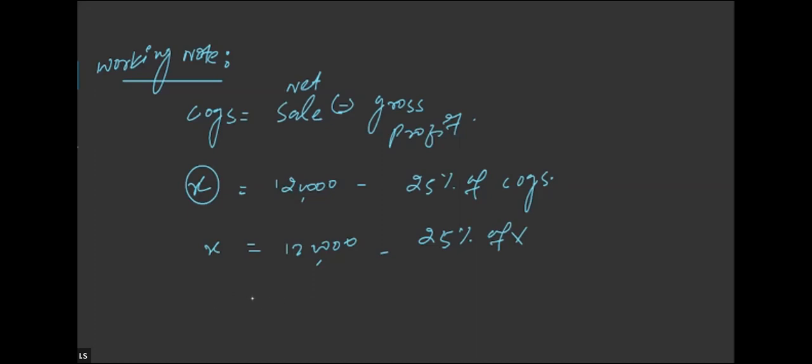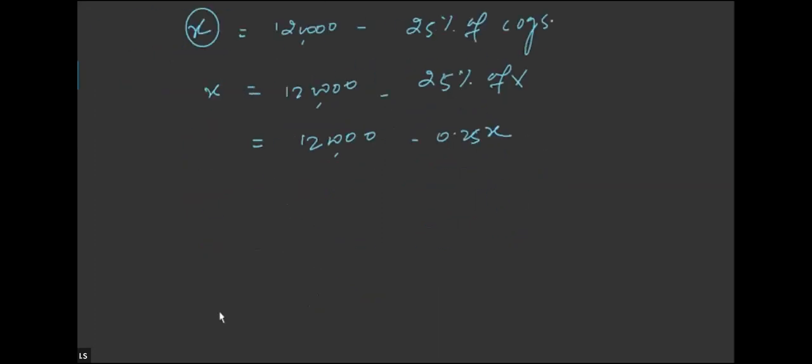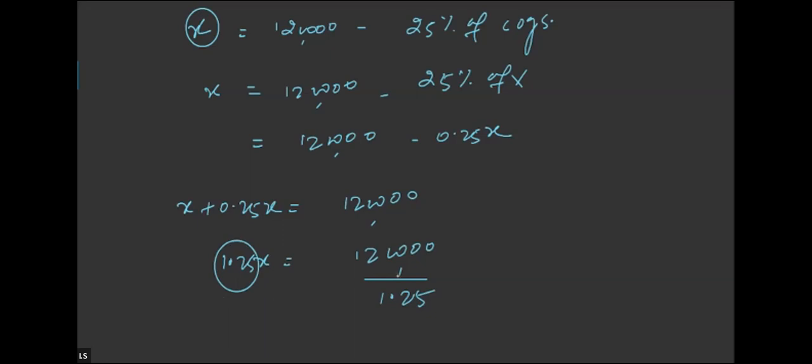All right. So if you calculate 25% of X, you will get 0.25X. Now we can simply carry this minus 0.25X to the left hand side. It will be X plus 0.25X equals to 1,20,000. Now we can calculate the value of X by dividing 1,20,000 by 1.25. 1X plus 0.25X will be 1.25X, right? So I have taken this 1.25X to the right hand side and divided the 1,20,000 by 1.25. Is this clear to you, Alexander?